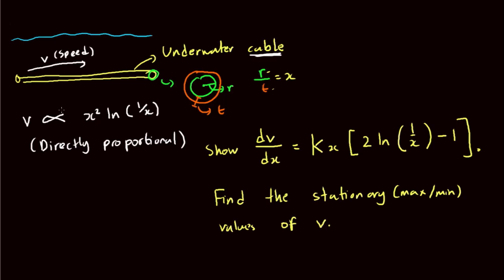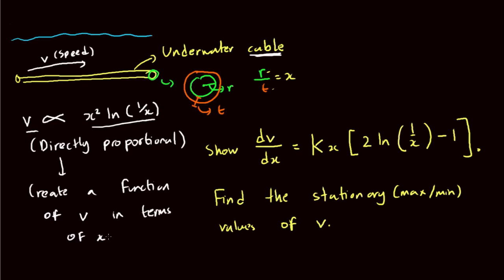Remember that v is directly proportional to x squared ln 1 over x. So of course from here you need to create a function of v in terms of x. The question wants you to first show, and then of course find the stationary values of v.